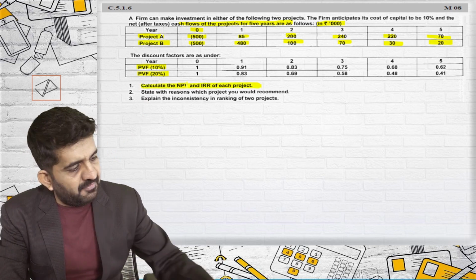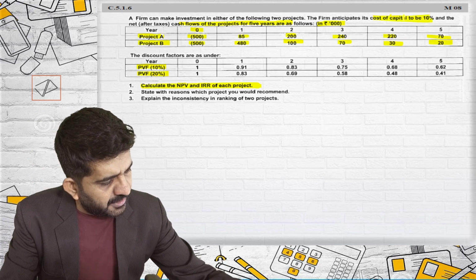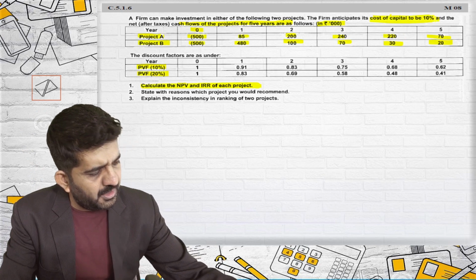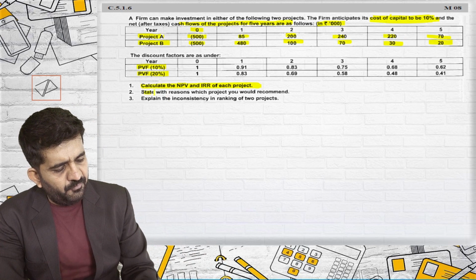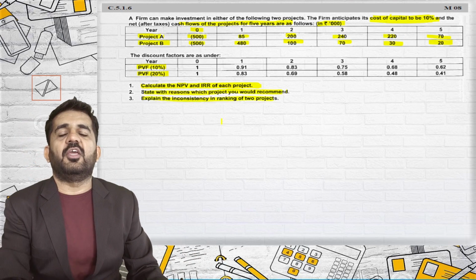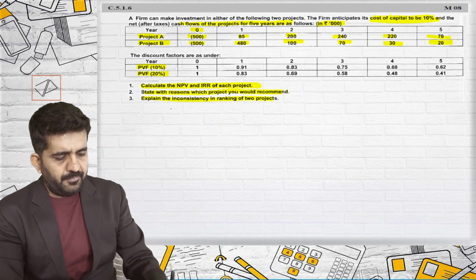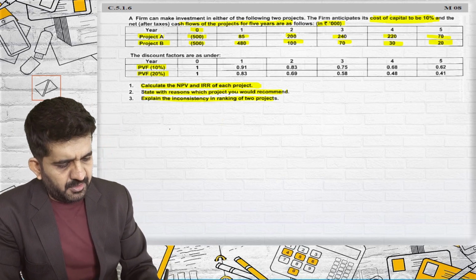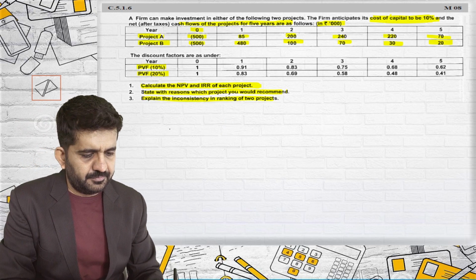To find out NPV, we need a discount rate, which is 10%. Cost of capital to be 10%. State with reason which project you recommend. Explain the inconsistency in ranking of two projects. So, I will be first starting with project A.